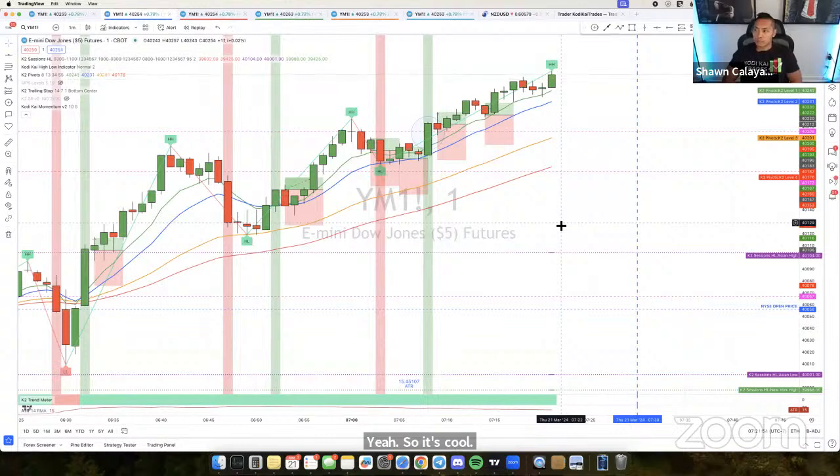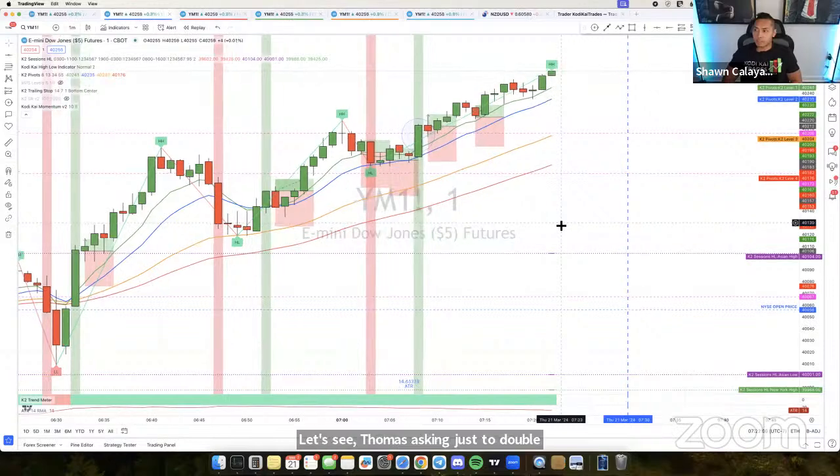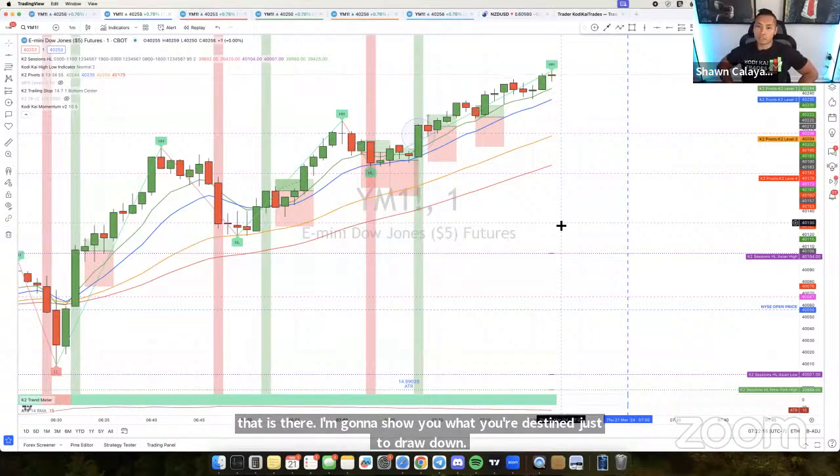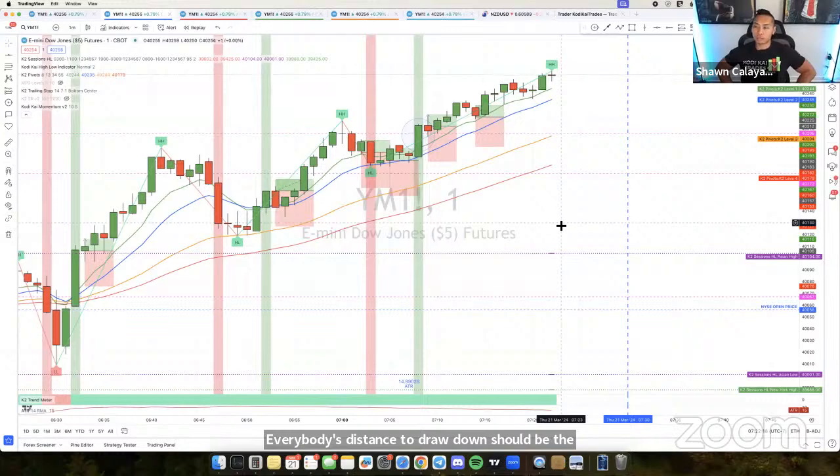Let's see. Tom is asking, just to double check I have it set up correctly, what is the name of the column in Tradovate to check your drawdown limit? It's called distance to drawdown, DIST drawdown. And then I'll show you where you're at. Whatever number is there is going to show you what your distance is to drawdown. Everybody's distance to drawdown should be such that you're able to take two more trades, as long as you're using proper risk with it.